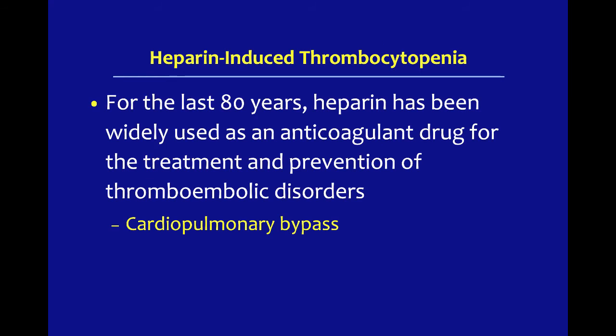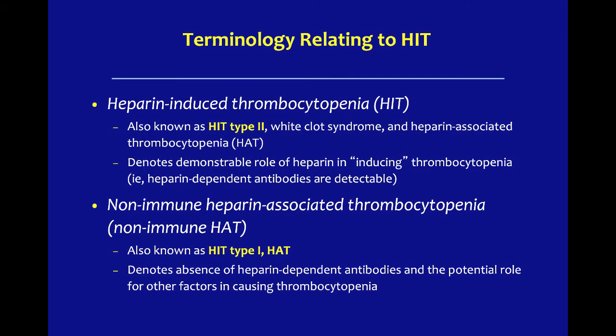Again, for the last 80 years, heparin has been widely used as an anticoagulant drug for the treatment and prevention of thromboembolic disorders, and that includes the emergence of cardiopulmonary bypass. Since that first case in 1953 by Dr. John Gibbon, cardiopulmonary bypass has become a staple of cardiac surgery, and heparin is the ideal drug of choice to anticoagulate the patient for these procedures.